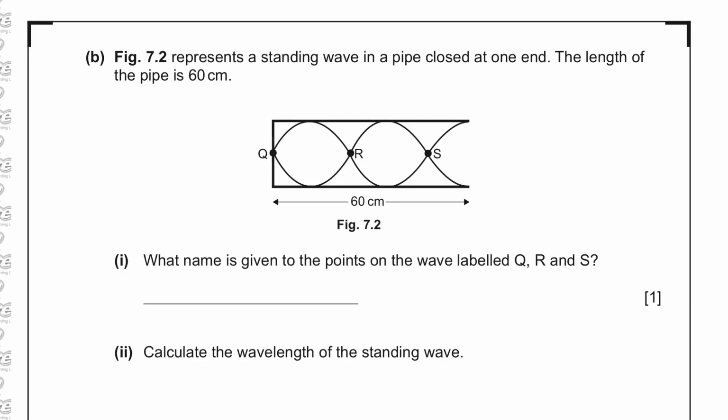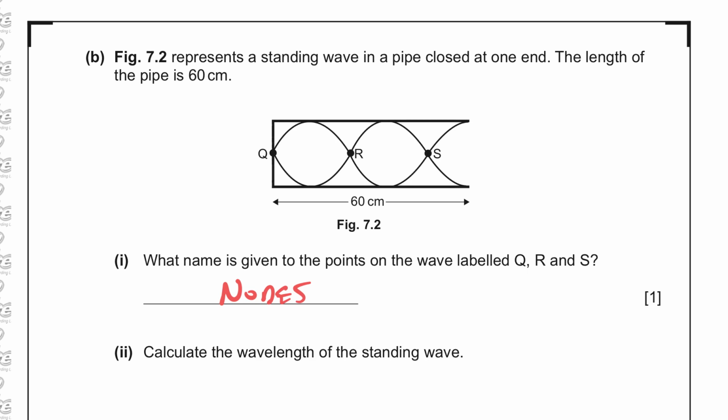Part B. Figure 7.2 represents a standing wave with a pipe closed at one end. The length of the pipe is 60 centimeters. What is the name given to the points on the wave labeled Q, R, and S? Okay, so we know that those are called nodes. And then it says calculate the wavelength of the standing wave.